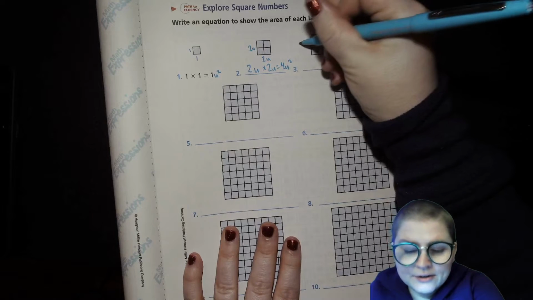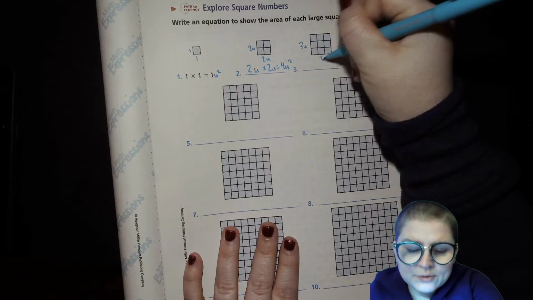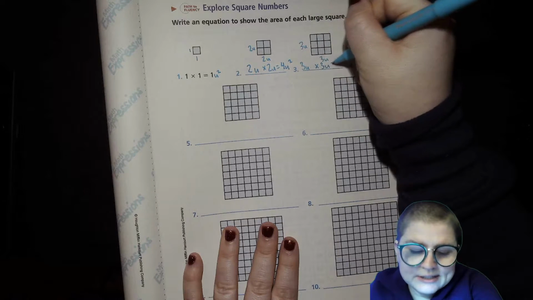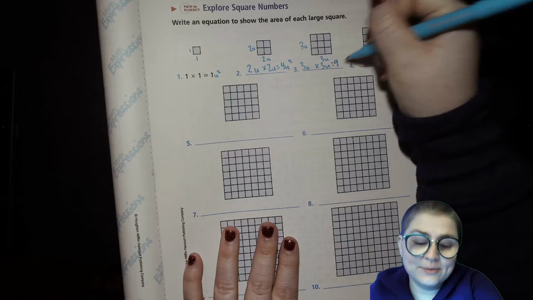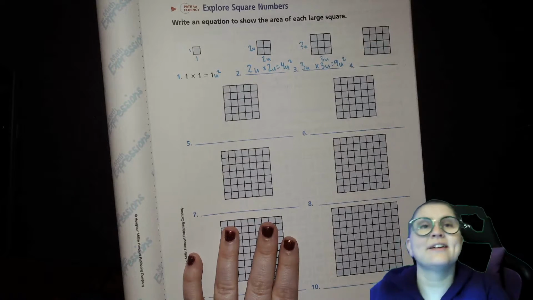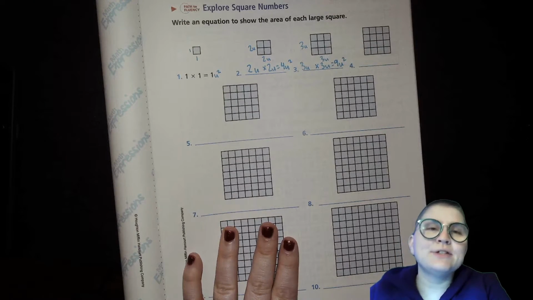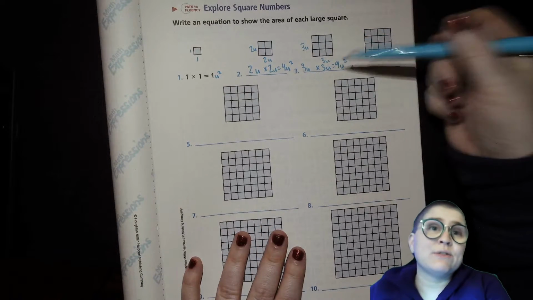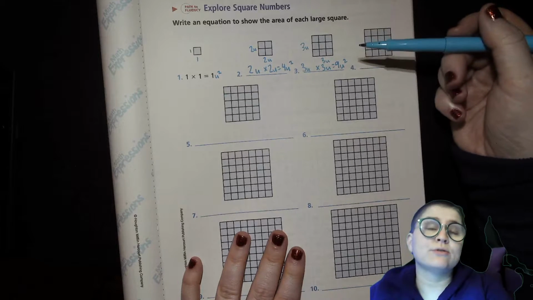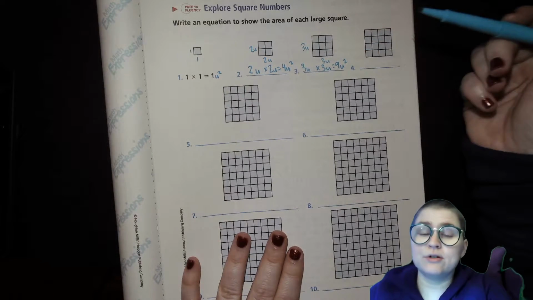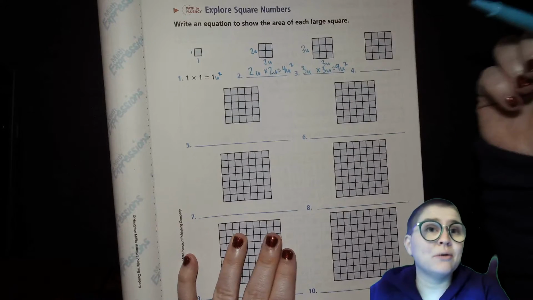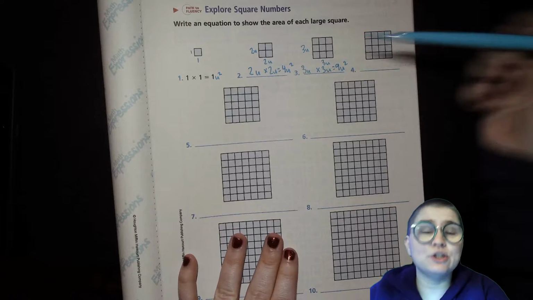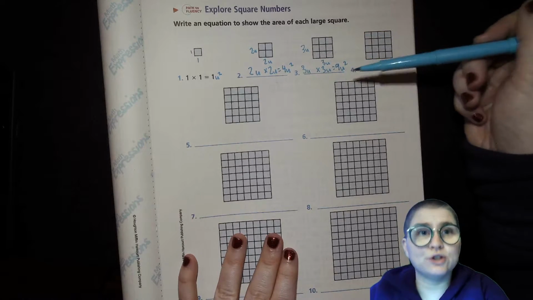Here, 3 units times 3 units equals 9, what? Units squared. And I'm using units as a placeholder. So sometimes if you're doing a measurement, it'll give you millimeters or centimeters or feet or meters or yards or miles or kilometers. It could be any of those units. So we're just using the placeholder U for units.